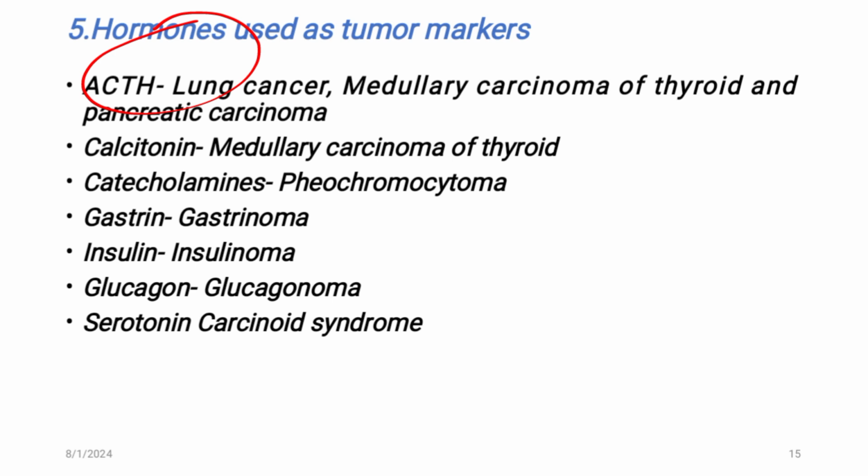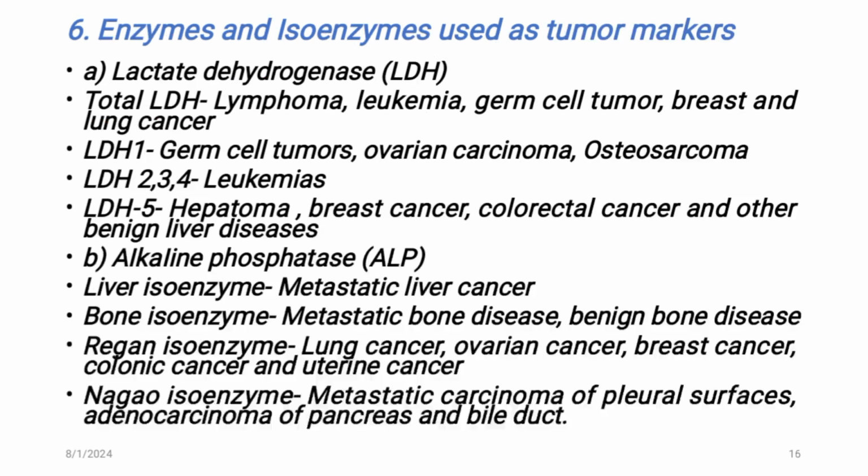Okay, so the next class we are going to start is the enzymes and isoenzymes used as the tumor markers. We have studied the proteins, enzymes, and antigens. The next we are going to start is the enzymes and isoenzymes which are used as the tumor markers.